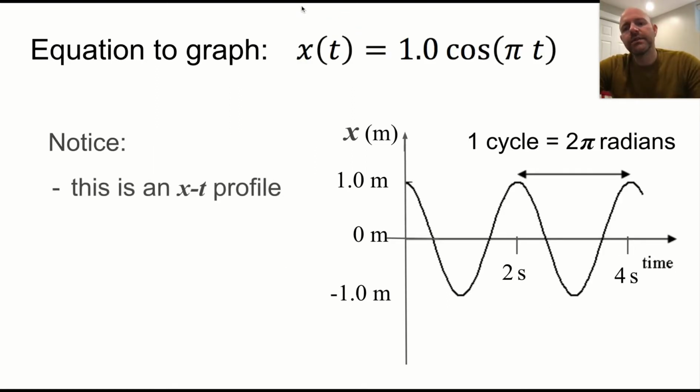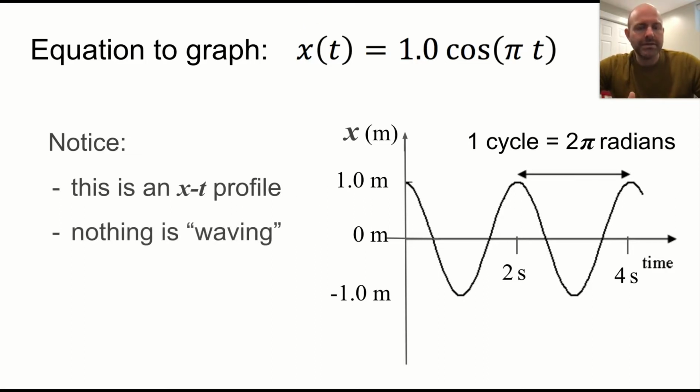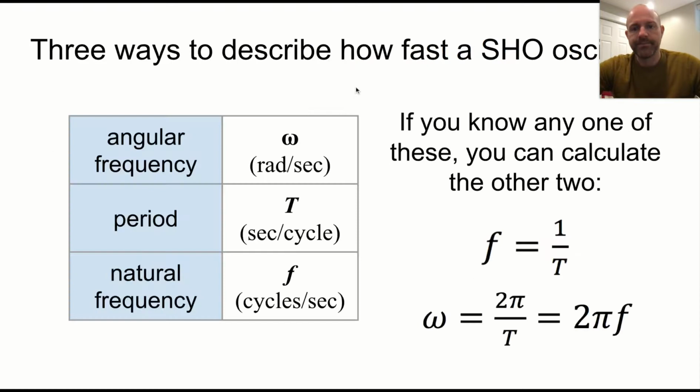So a couple things to notice here. This is a position time graph, right? Nothing is actually waving. It's not actually a wave. This is just describing the motion going left and right, left and right. It's not actually going up and down. This isn't a graph of physical position in space, x, y. It's just position versus time.